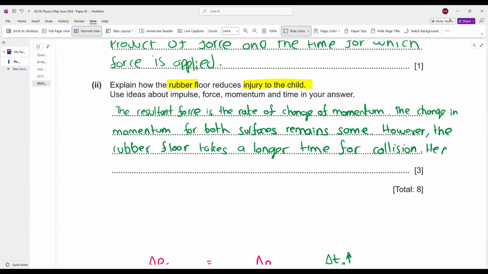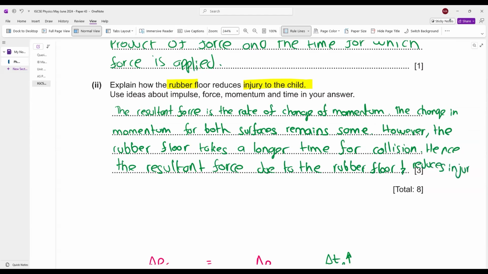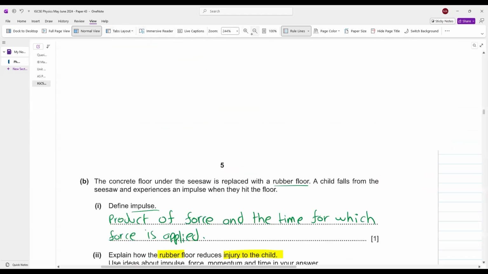Hence, the resultant force due to the rubber floor decreases. This reduces injury. Simple as that. Let's zoom out a bit.